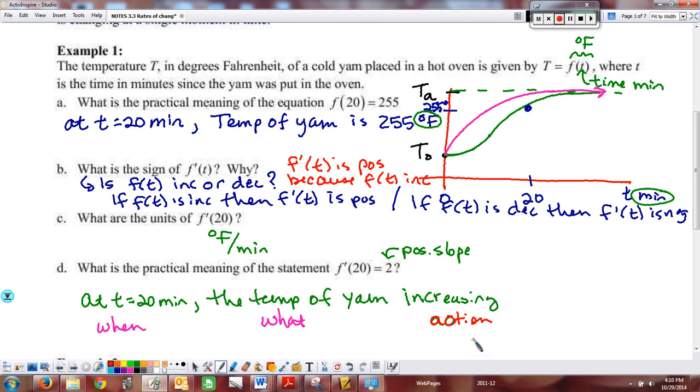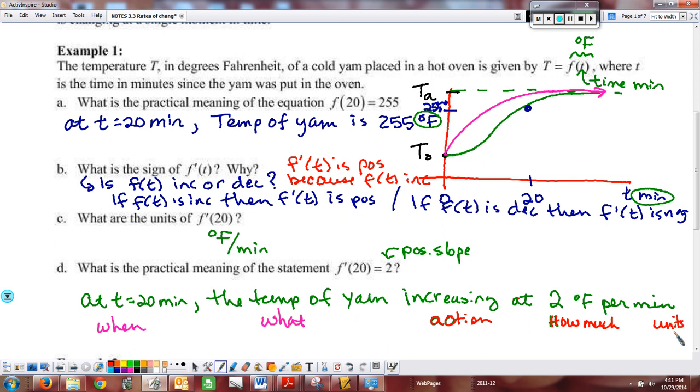It's increasing at, okay, so now we got to get the actual slope in, because obviously we have a derivative, we're trying to interpret it. It's increasing at 2 what? What are my units? 2 degrees Fahrenheit per minute. Okay, so we have when, we have what it's doing, how much, and then you always follow that with your units.